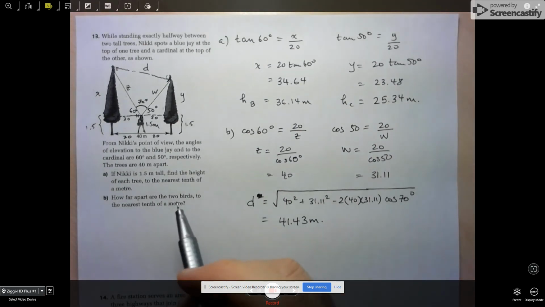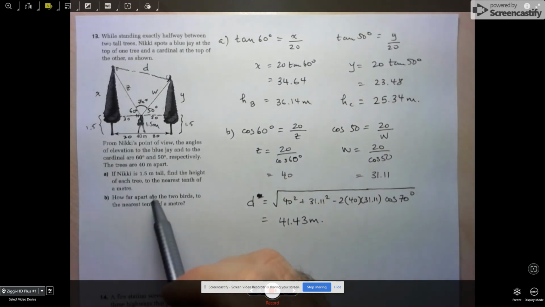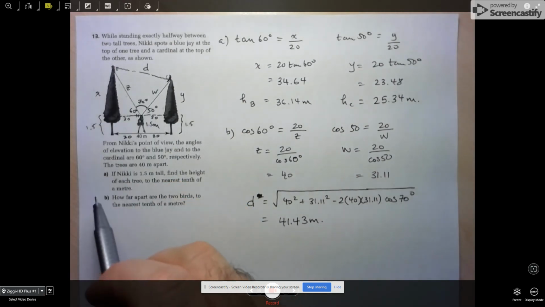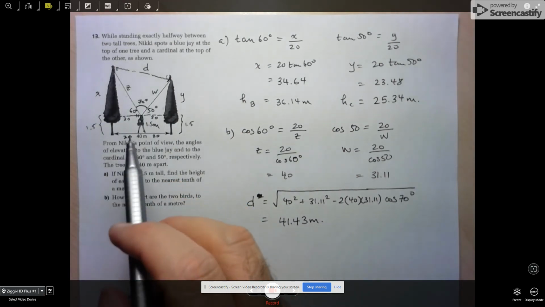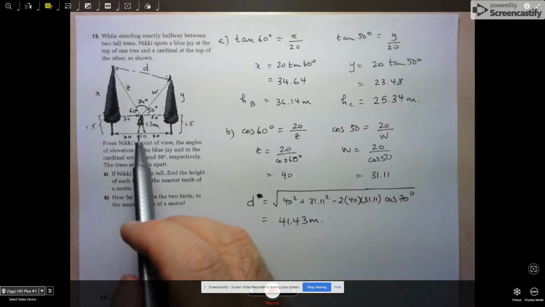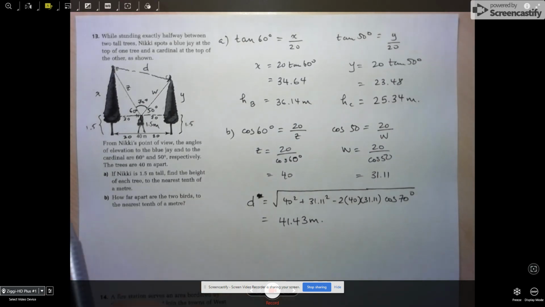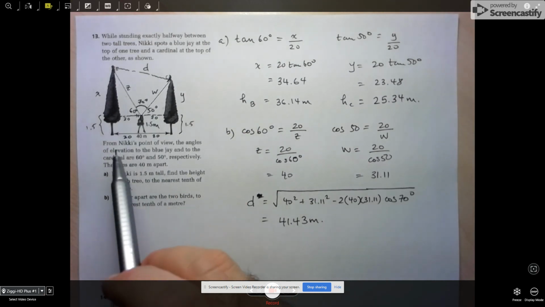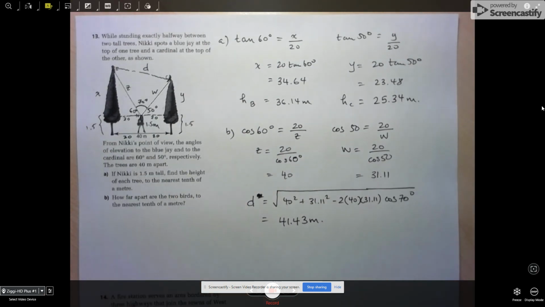Okay, so this one here had a lot of steps, a lot of short, easy steps, but a lot nonetheless. So step number one was to take all this information that was given and incorporate it into our diagram. Just a reminder, the only reason why I was able to split this up into 20 and 20 is because they told us she was standing right in between. All right, and then from there, I just found a strategy for finding the sides that I was looking for. Okay, that's it for this one.